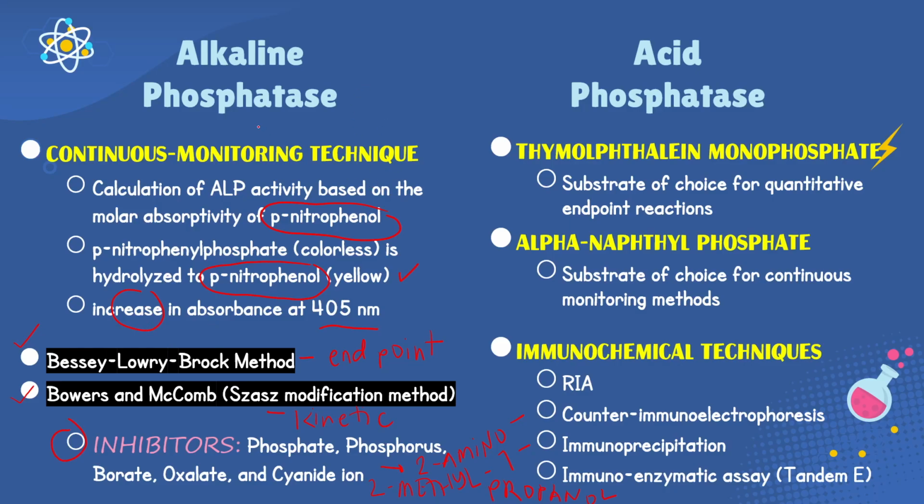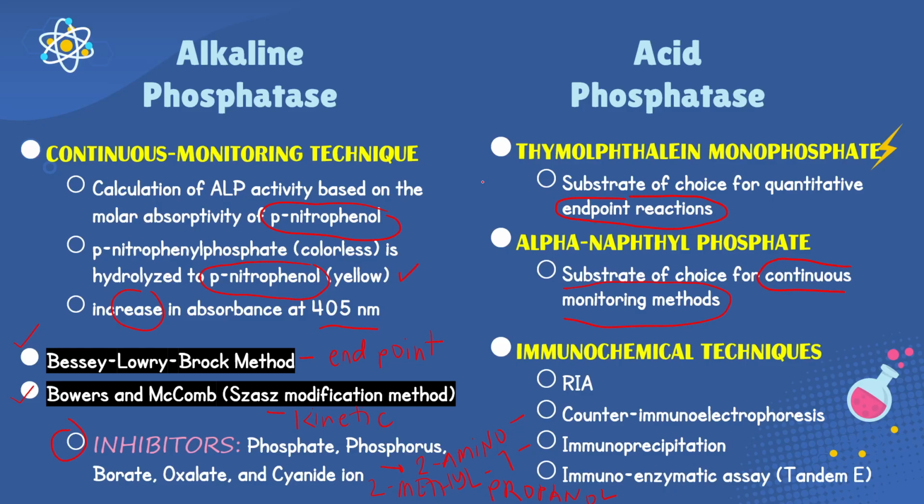Now, how about your acid phosphatase? Now, there are two substrates that can be used depending also on the type of reaction that we wanted to proceed. If we wanted to measure your ACP based on its endpoint reaction, then we will make use of your thymolphthalein monophosphate. If we wanted to measure it through a continuous monitoring method, then what we will use is your alpha-naphthyl phosphate.